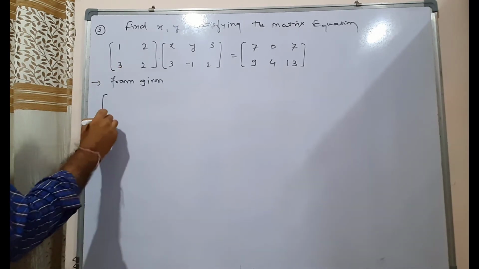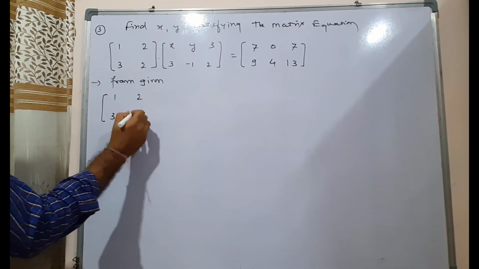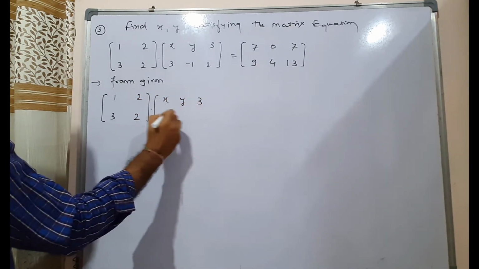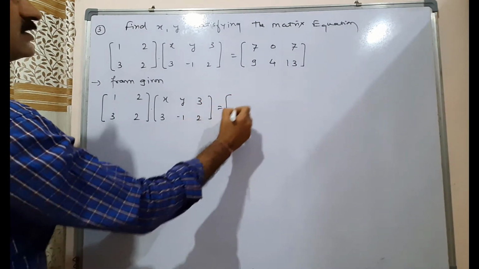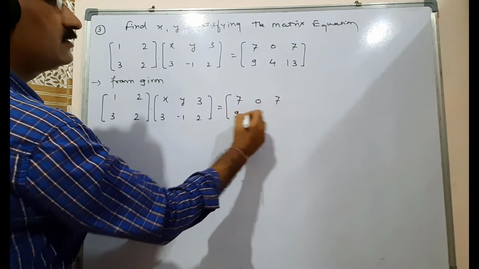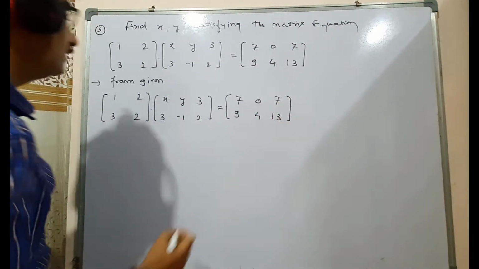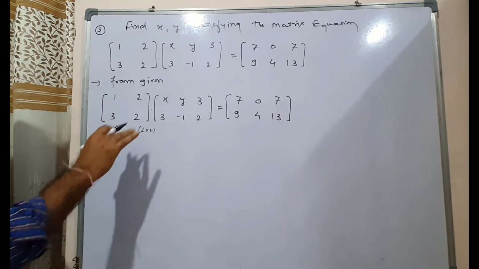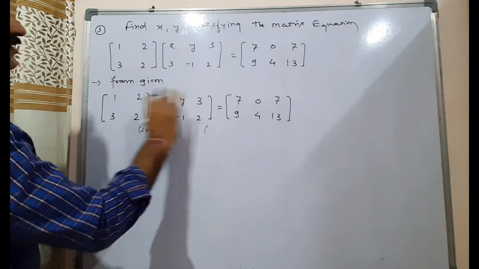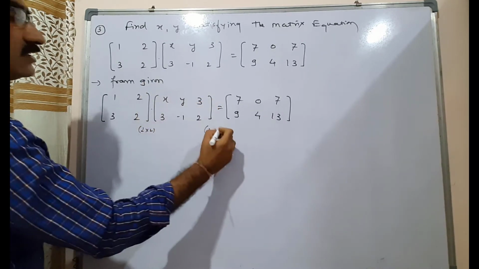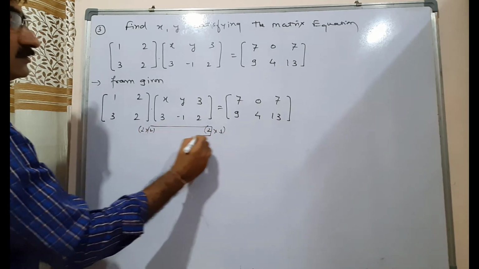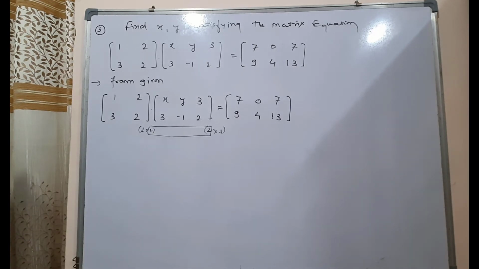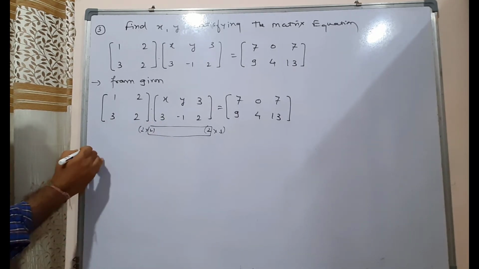So from given, so what they are given, the matrix 1 2 3 2 into x y 3 3 minus 1 2 is equal to 7 0 7 9 4 13. So here also we take the multiplication of these two matrices. So for multiplication we check the order first. 2 by 2 matrix. This is 2 rows and how many columns are here? 3 columns. So again we see here the order of the column of the first matrix is matched with the order of the rows of the another matrix. So that's why the multiplication is possible.